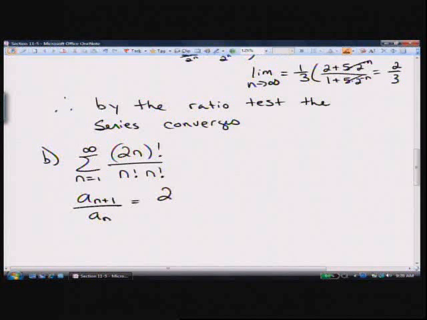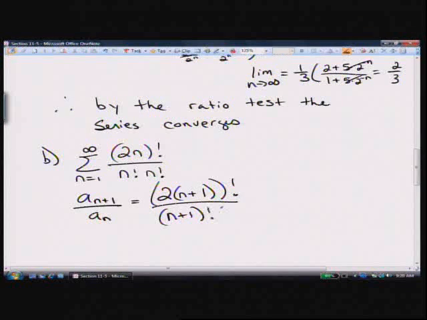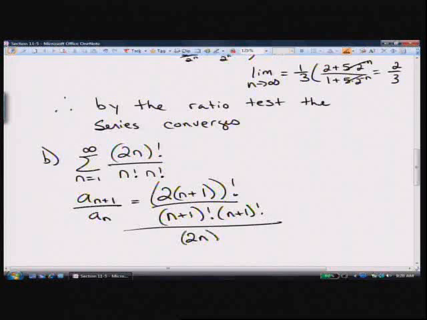So that's going to be 2 times n plus 1 factorial over n plus 1 factorial times n plus 1 factorial, and that's all over 2n factorial over n factorial times n factorial.